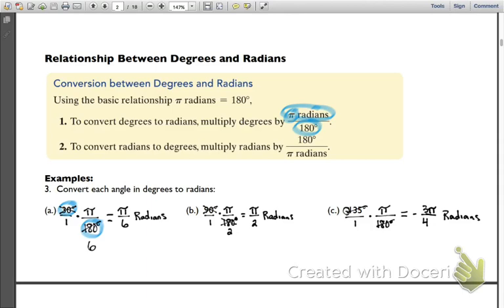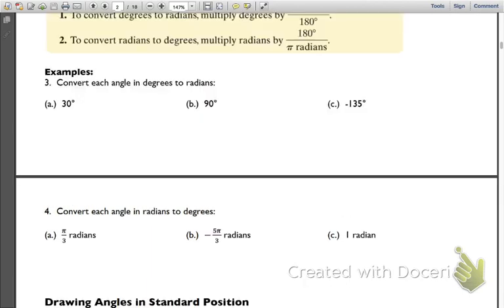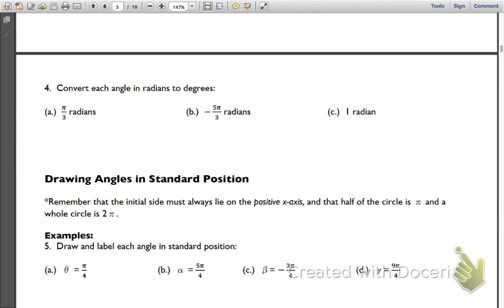If I go from radians to degrees, I'm going to do everything the same way, but instead of pi over 180, I'm going to go 180 over pi, because what do I want to cancel? I want the pi's to cancel. So if I have pi over 3 and I'm going to go 180 over pi, well, the pi's cancel. What's 180 divided by 3? 60 degrees, right?